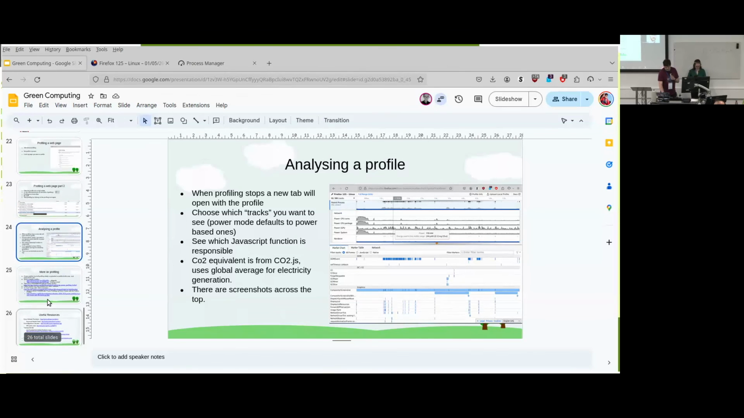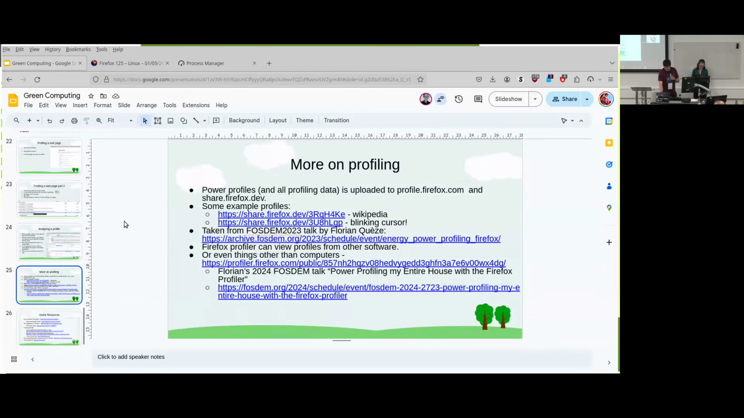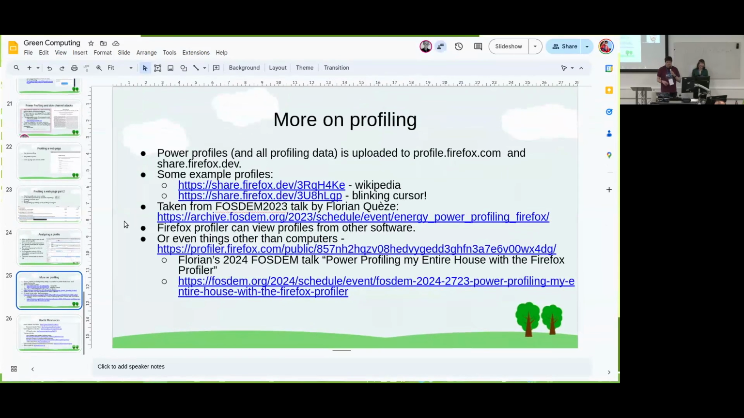I think I've shown everything there. You can also share these. I think they actually get uploaded to the profiler.firefox.com site automatically. So there are some privacy concerns if you're viewing anything particularly sensitive.